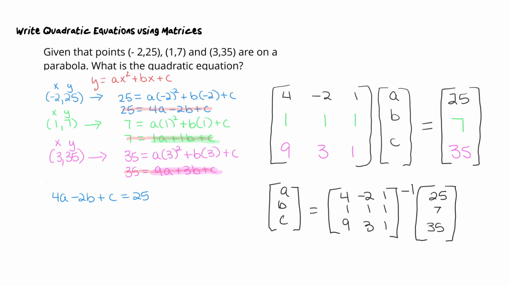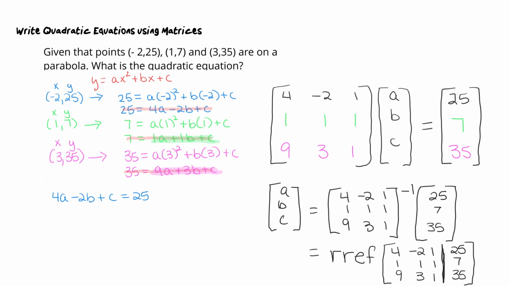You could also use an augmented matrix if you would like, and use reduced row echelon form on your calculator, RREF. And the augmented matrix would be that first matrix, 4, -2, 1, 1, 1, 1, 9, 3, 1, and then you'd have that vertical line, and then you would put the other matrix, 25, 7, and 35. So if you want to use augmented matrices, you would have to do reduced row echelon form on your calculator, and you would just type in that whole matrix.